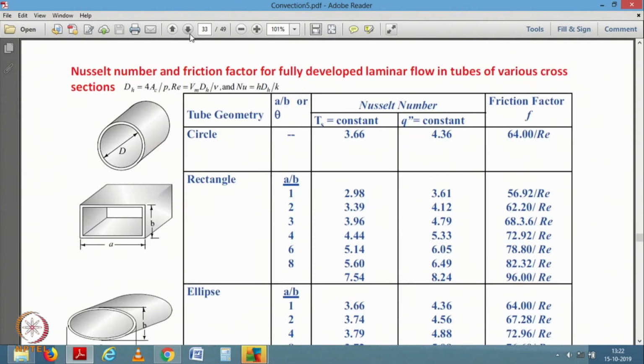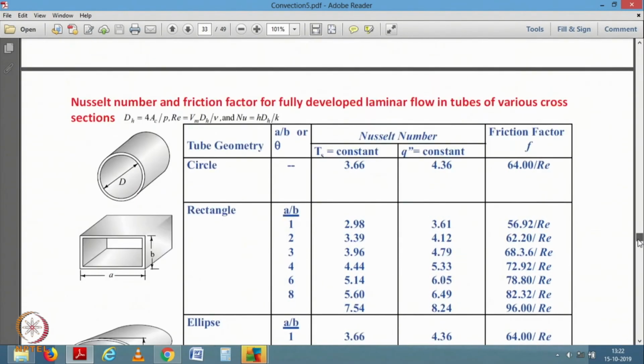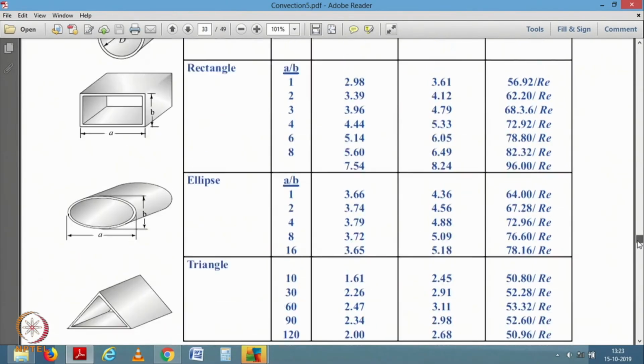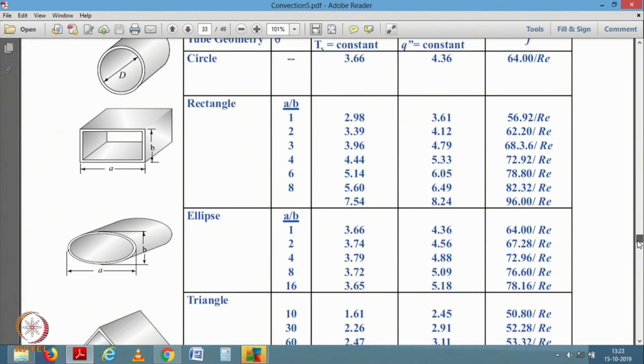Now, for other geometries, this would be seen in most engineering textbooks. So, I can have a circular geometry and you have these two conditions. For a rectangular geometry with varying aspect ratios, you have the table for Nusselt number for constant wall heat flux and constant wall temperature case.